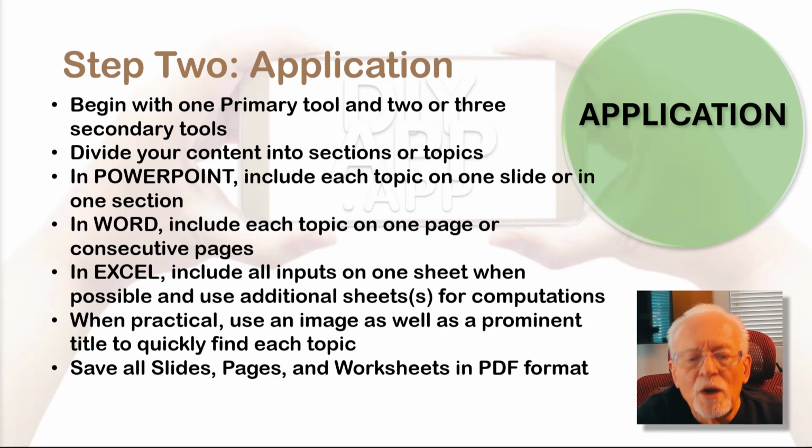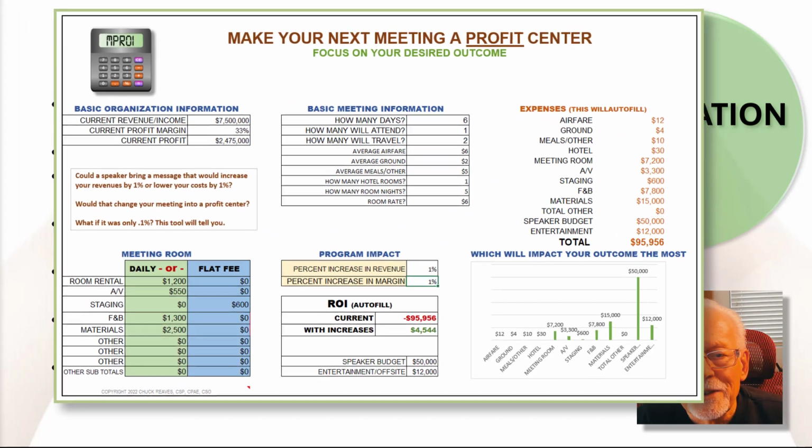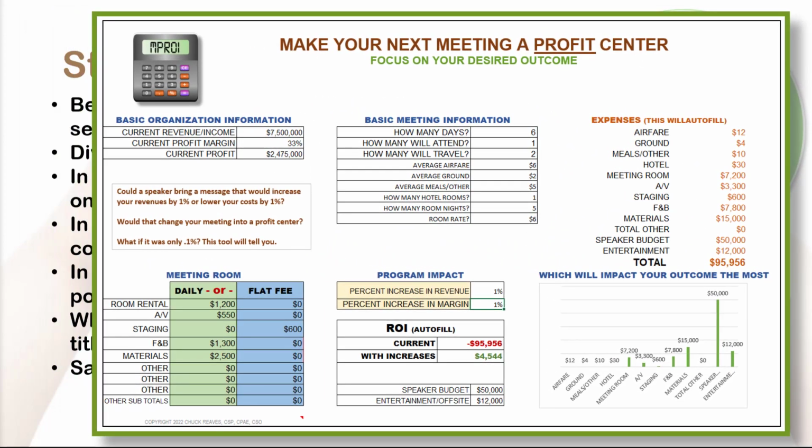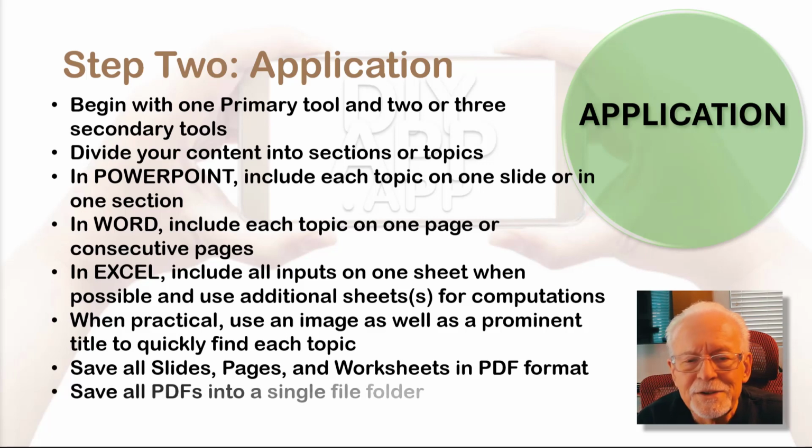Save all slides, all pages, all worksheets in a PDF format. Now, with Excel, worksheets will not function as a PDF. You can save it as a PDF. It will be an image so you can show the user this is what the calculator or configurator will look like. Calculators and configurators can be given to them in a zip file. The zip file will be small, typically, regardless of how complicated the calculator or configurator is, and you can ship it to them or have them download it, and I'll show you some more of that in just a moment.